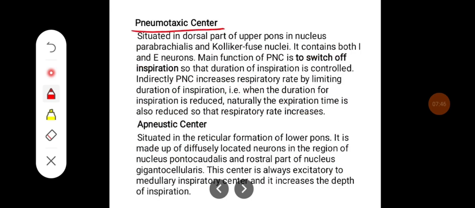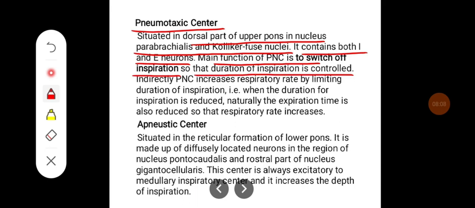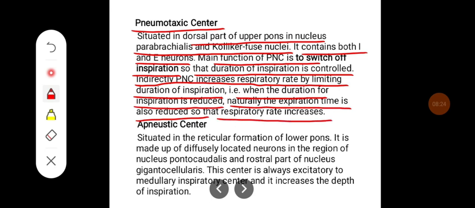Pneumotaxic center, situated in the dorsal part of the upper pons in the nucleus parabrachialis and Kolliker-Fuse nuclei. It contains both inspiratory and expiratory neurons. The main function of the pneumotaxic center is to switch off inspiration so that the duration of inspiration is controlled. Indirectly, the pneumotaxic center increases the respiratory rate by limiting the duration of inspiration. That is, when the duration of inspiration is reduced, naturally the expiration time is also reduced, so that the respiratory rate increases.